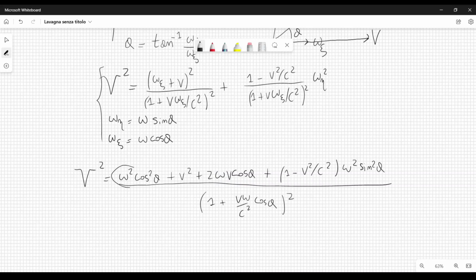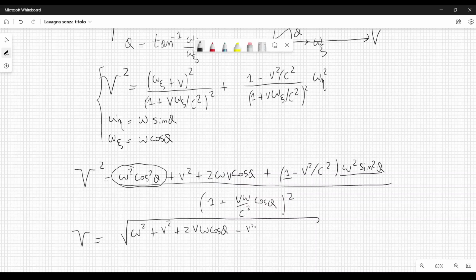Now we can put this term together with this one multiplying this one, and we get capital V equal to the square root of omega squared plus V squared plus 2V omega cos A minus V squared omega squared over c squared sine squared A, and we divide by 1 plus V omega over c squared cosine A.